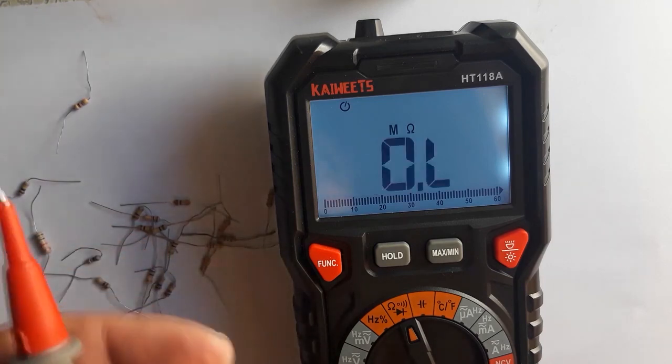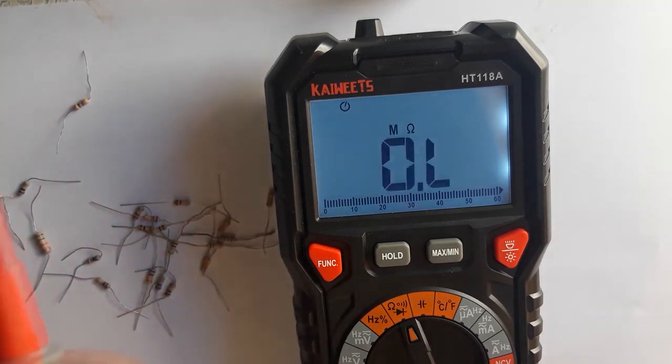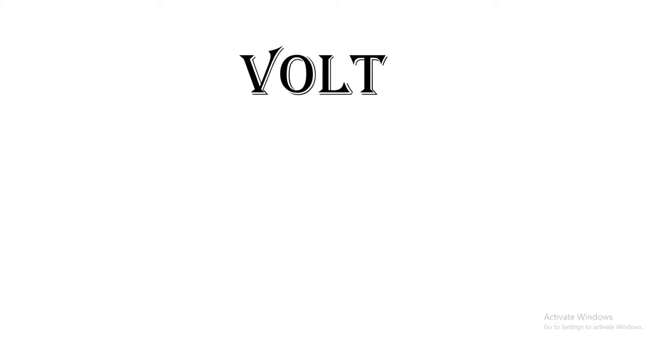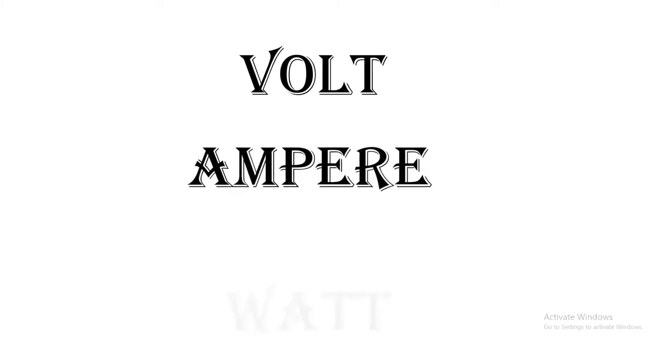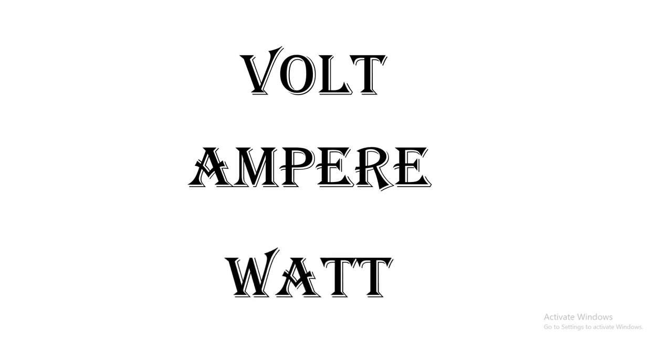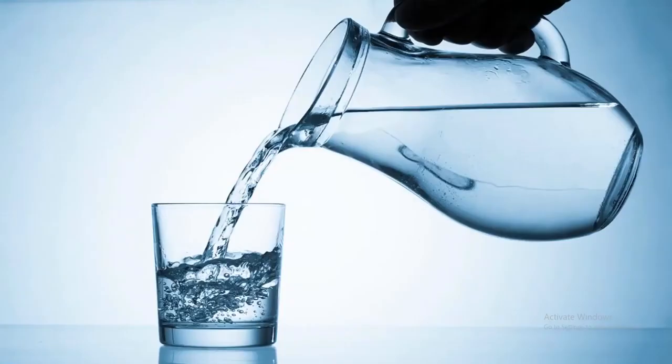So friends, this was our video on how to check the value of the resistor. We will discuss about volt, ampere and watt. We are going to understand what is voltage, ampere and wattage. Before understanding voltage, ampere and watt, we will take the example of water because it's an easy way to understand.